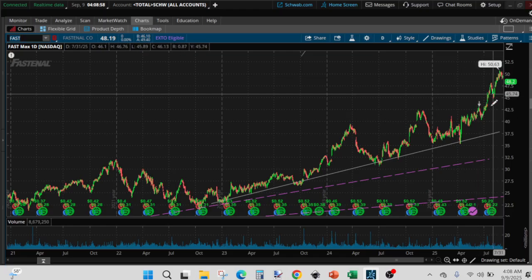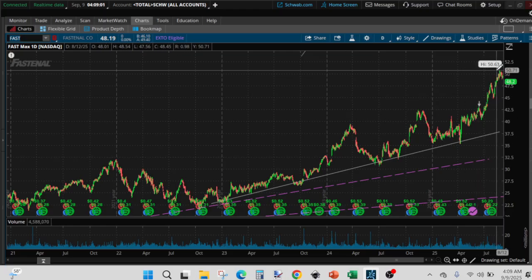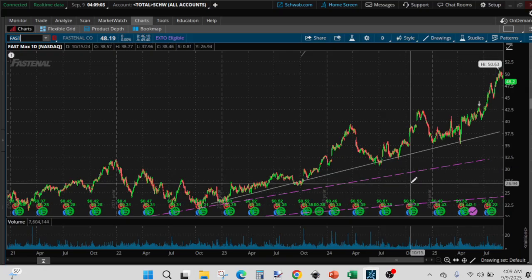So, but it's still going up. It's not done going up yet. So this concludes how we analyze our stocks for swing trading purposes today.